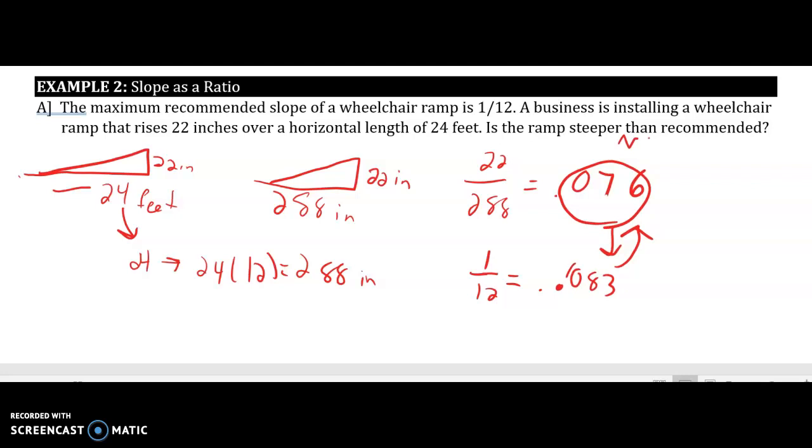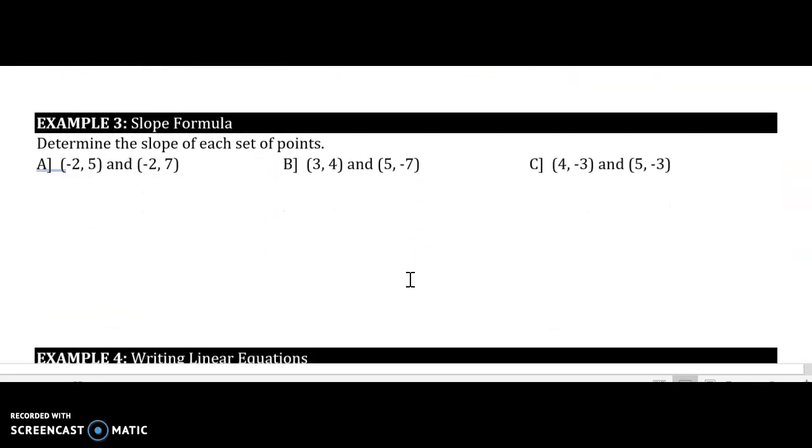The answer is no, it is not steeper. It's just a little bit less, it's almost there. You can have a 7% grade versus an 8% grade. Grade meaning slope. Okay? All right.